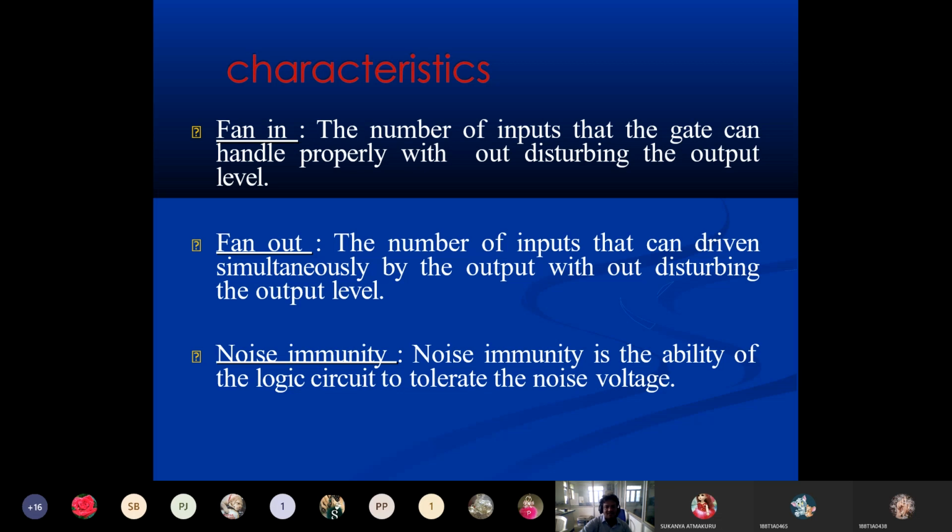Fan in is nothing but, in the definition form, the number of inputs that the gate can handle properly without disturbing the output level.